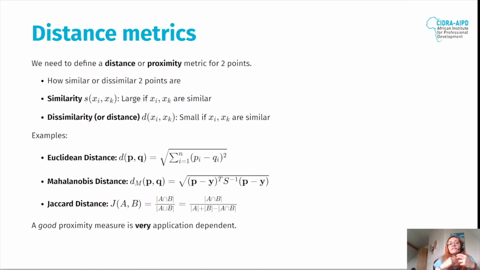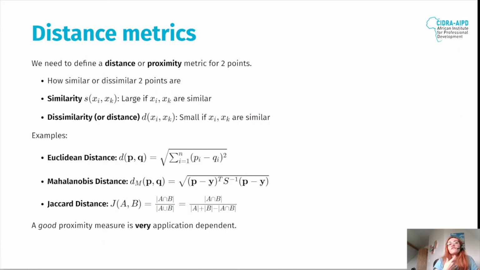And a good proximity metric is very application dependent. So you cannot say, I'm always going to use, for example, Euclidean distance or Jaccard distance. That will change based on the problem you're trying to solve.